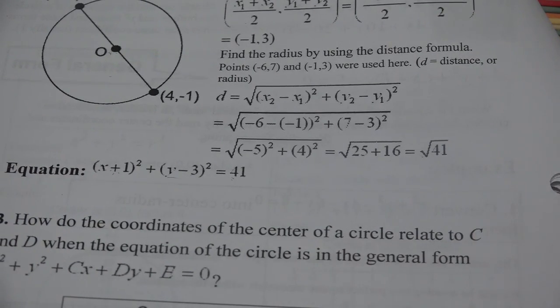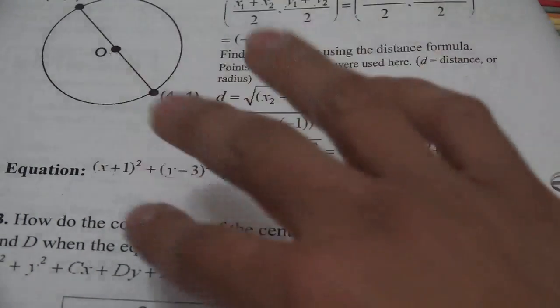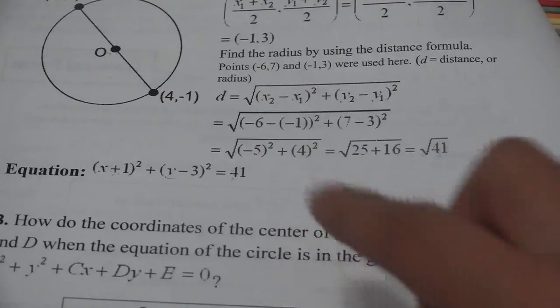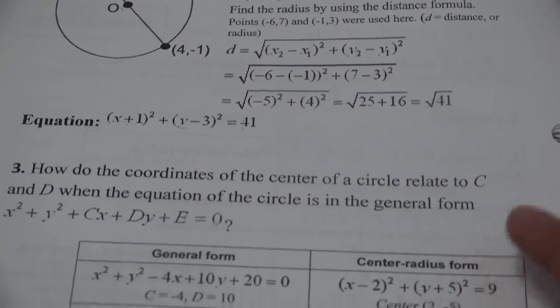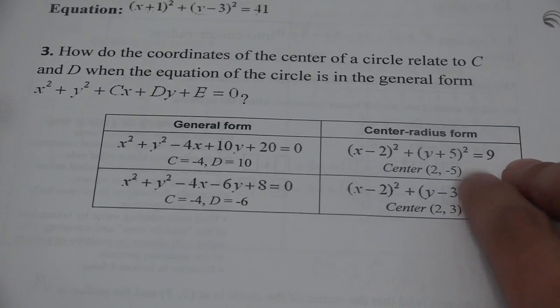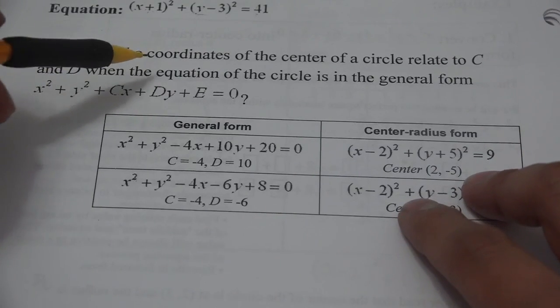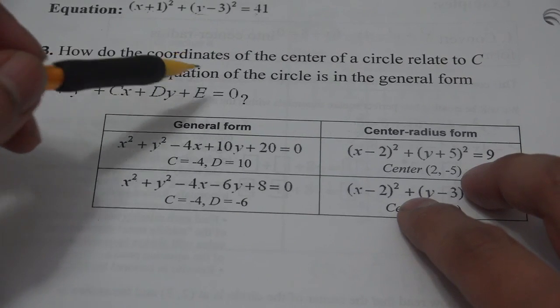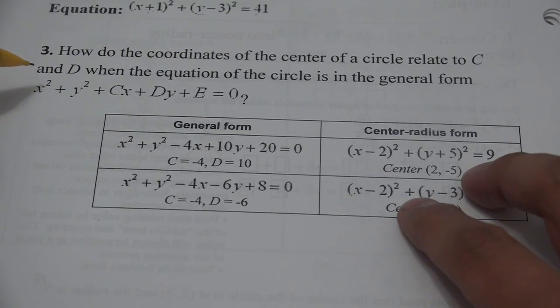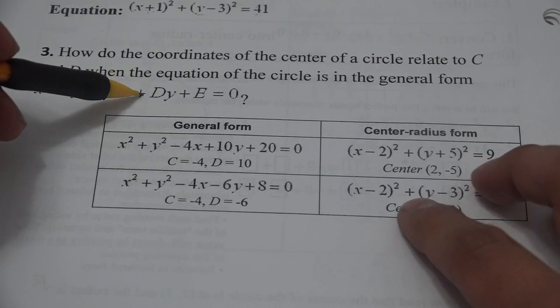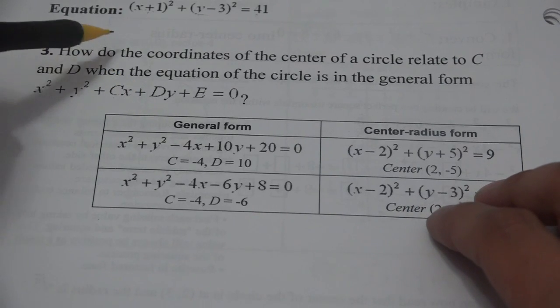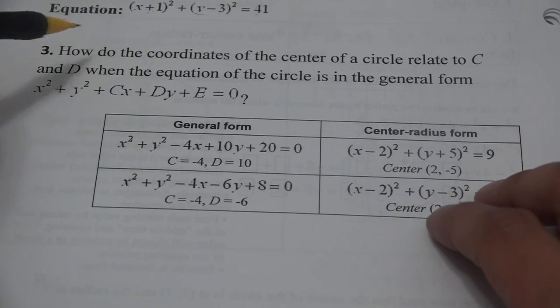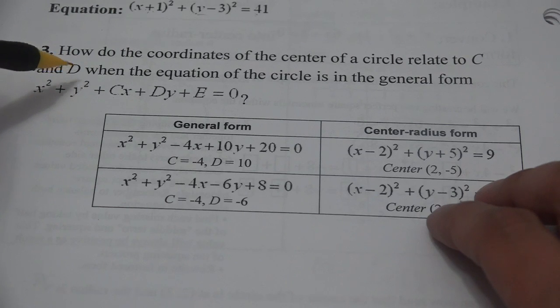So remember, sometimes they will ask you for the general form, and sometimes they will ask you for the center radius form. Oh, okay, let's see now. How do the coordinates of the center of a circle relate to C and D when the equation of the circle is in general form? C and D. How do the coordinates of the center of a circle relate to C and D?